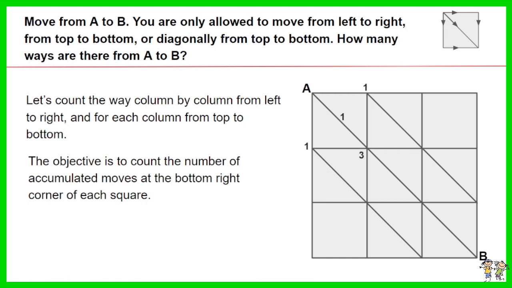Start with the left column and the first square at the top. The accumulated ways at the bottom right corner is 3, as shown. Next, for the middle square of the left column. The accumulated ways at the bottom right corner is 5, as it includes the 3 ways from the top square.